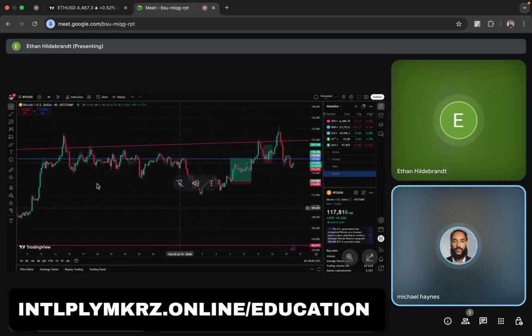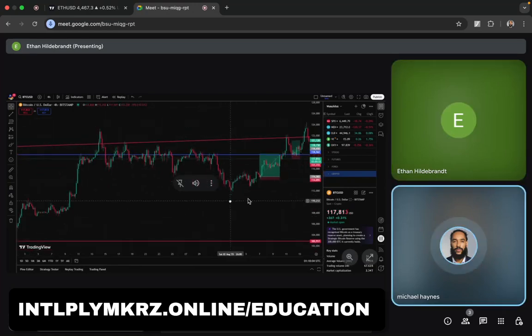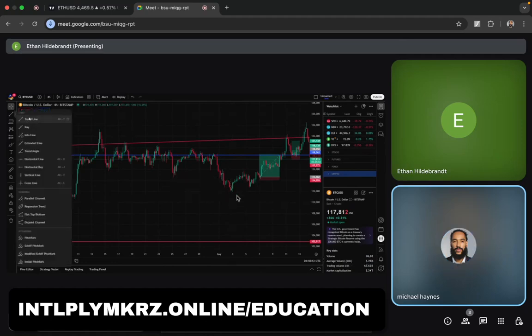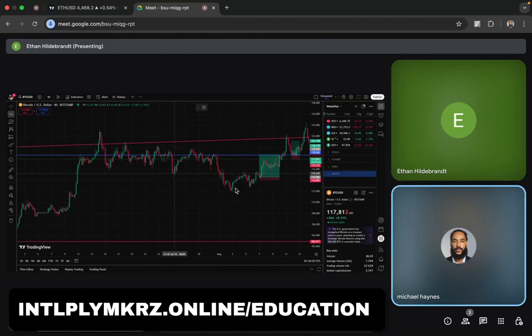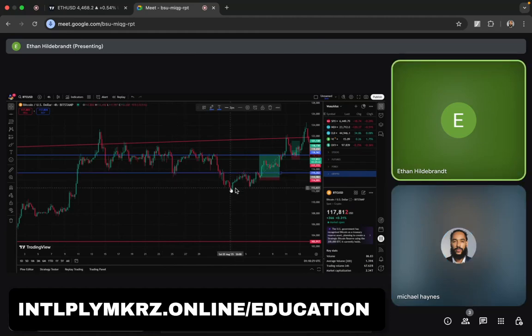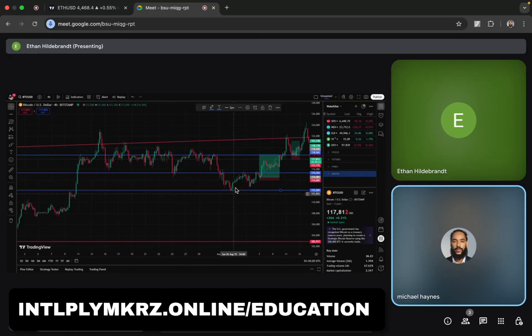Okay, so what I want you to do is create a support line at the low in the middle. Yeah, you can create one there. And then create one below it. Yep, correct. Perfect. And then what I want you to do is create a resistance at the top, at the high.